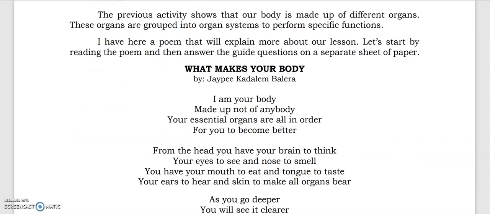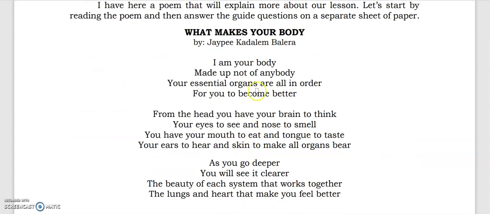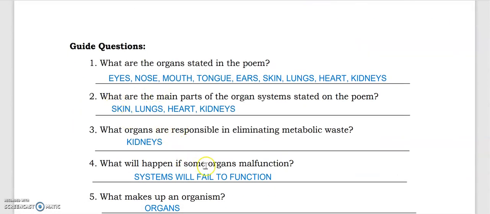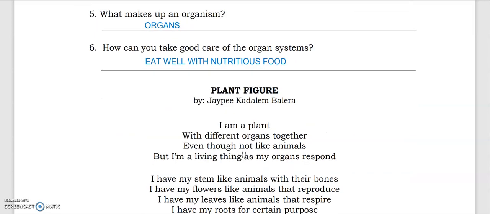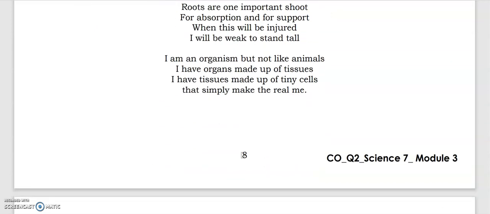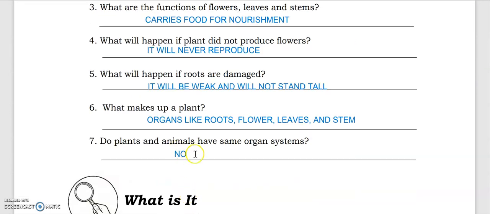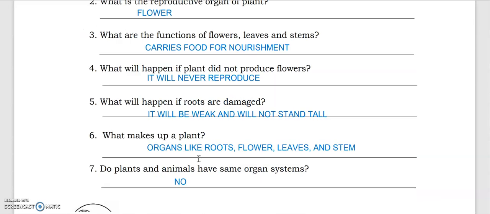Then for the What's New portion, we have here the poem and the questions afterwards. We have the answers for the questions already, so just go over them to see if they're correct. You may do the correction. And the second poem as well, with the questions. And I already tapped the correct answers.